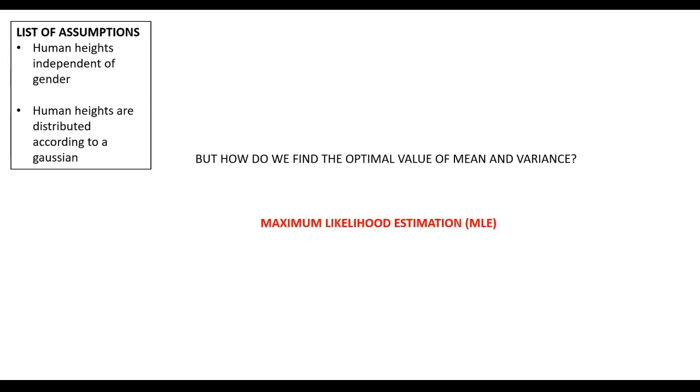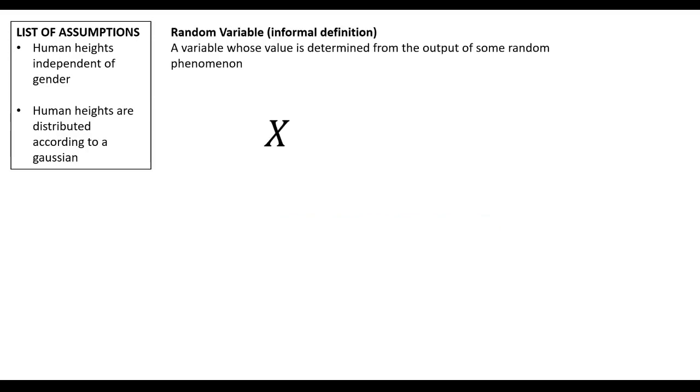The question still remains though. How do we find the optimal values for mu and sigma squared, mean and variance? Well, in this case, we can use something called maximum likelihood estimation, or MLE. Before we do that, let's quickly define what a random variable is. I've alluded to this already in this video. A random variable is a variable whose value is determined from the output of some random phenomenon. This is not a formal definition, but it'll suffice for our purposes.